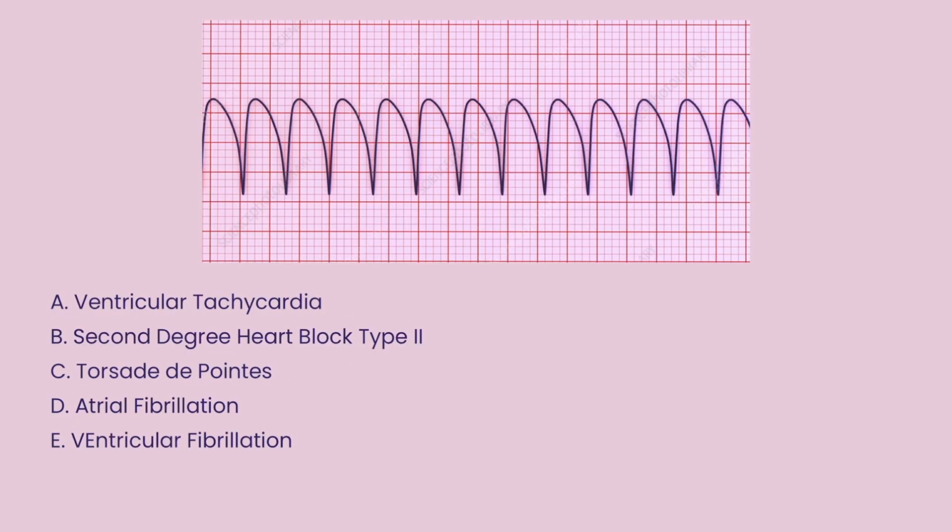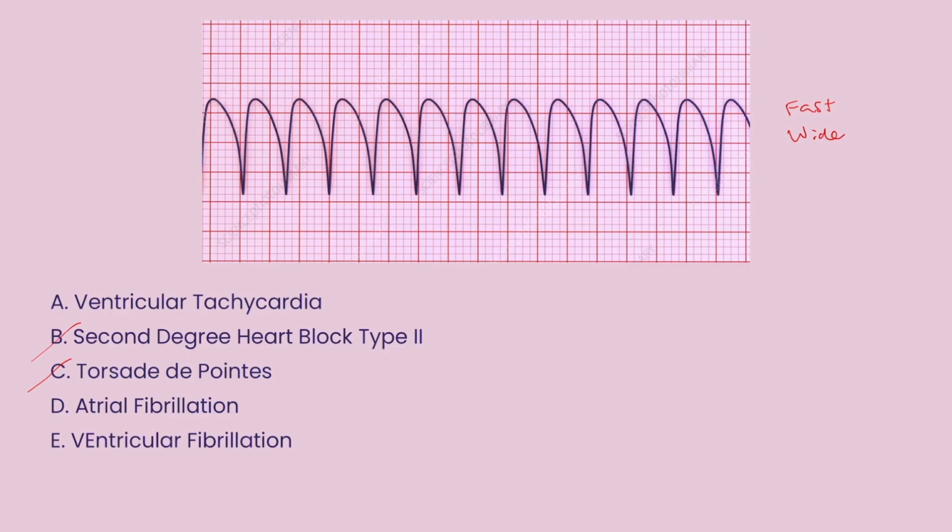All right, first thing you notice, hopefully it is fast and wide. Fast and wide, let's look at our answers. We got a ventricular tachycardia, we have second degree heart block type 1. We don't have any PR intervals, we can't measure it like that. Torsade de pointes, this does not look like a rhythm.